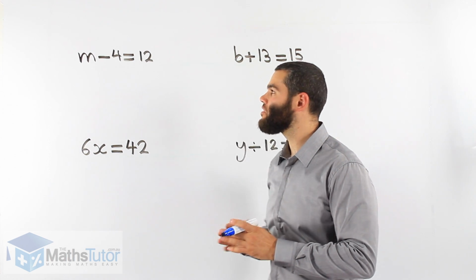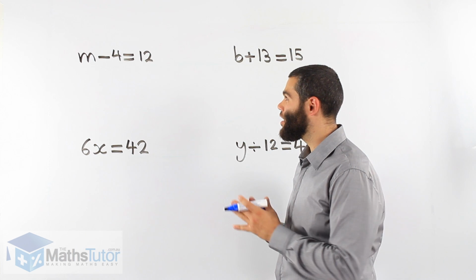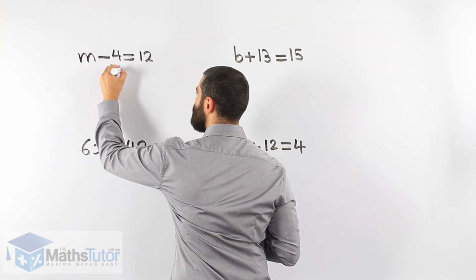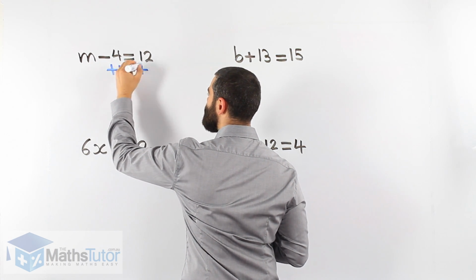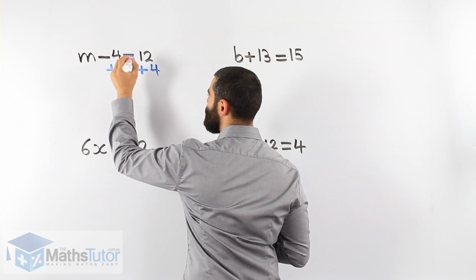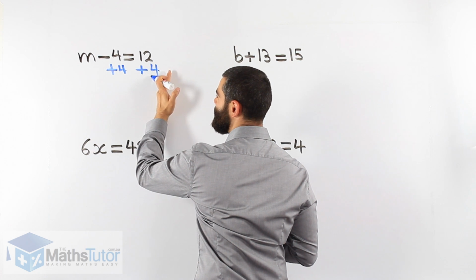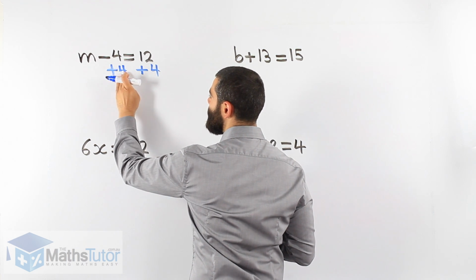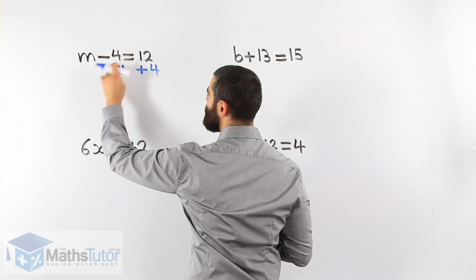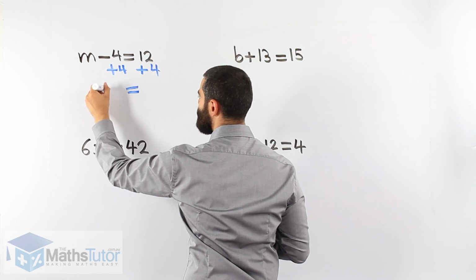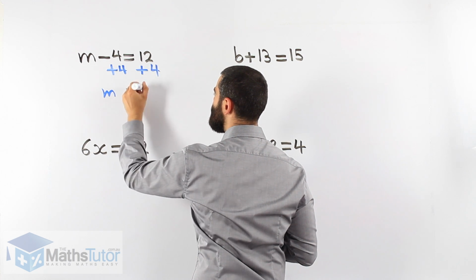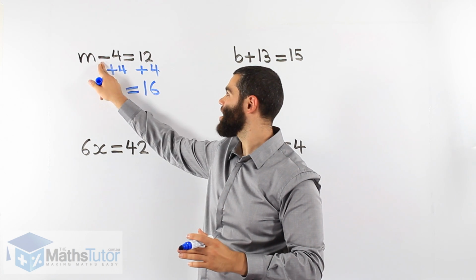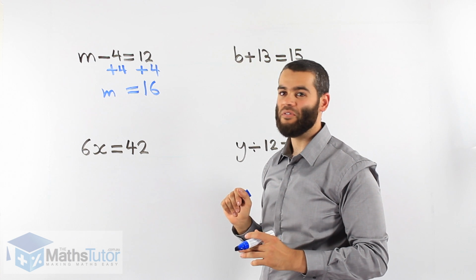M minus 4 equals 12. So something minus 4 equals 12. This is an equation. The opposite of minus is plus. So plus 4. And what we do to one side, we must do to the other side of the equal sign. Very important. We have this side of the equal sign and that side of the equal sign. That's where we get the name equations, from the equal sign, always straight down the middle. What we do to one side here, we do to the other. Plus 4 on this side to get rid of the 4. We have m left over. 12 plus 4, 16. M is 16. Is that right? Well, let's try. 16 take away 4 is 12.